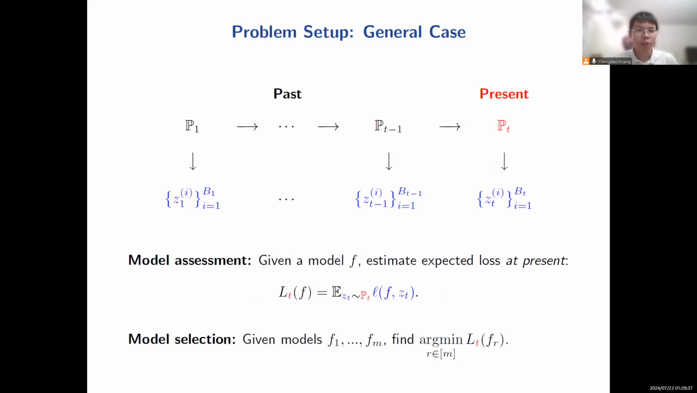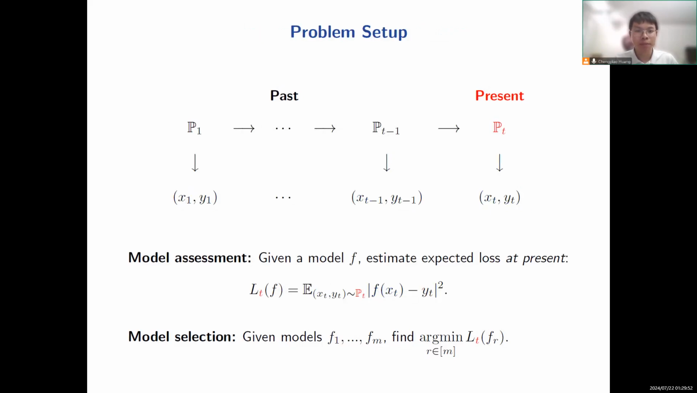Our methodology will apply to a more general setting where we have a batch of samples at each time, and the loss function can take more general forms beyond the square loss. But to keep things simple, we will stick to the square loss and assume one sample at each time.